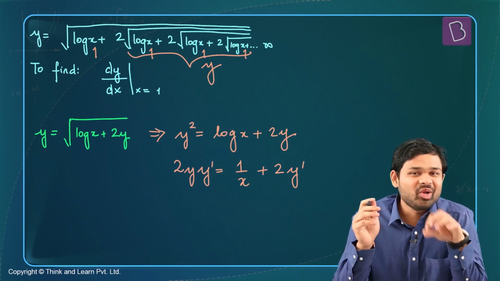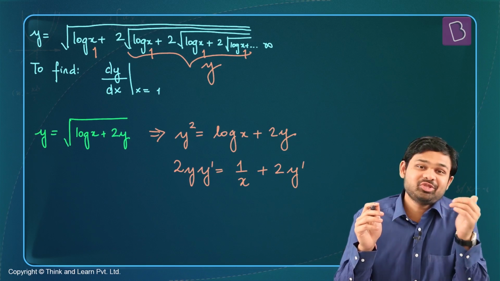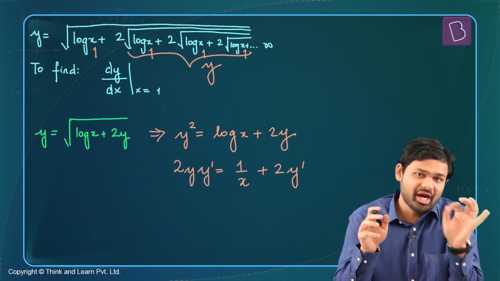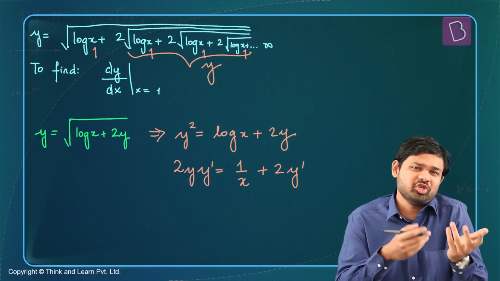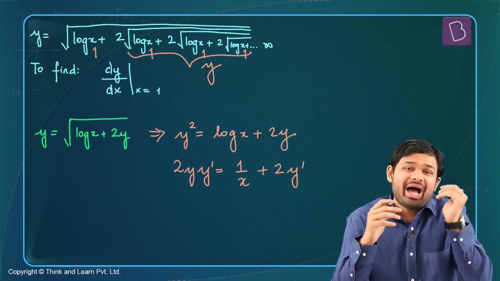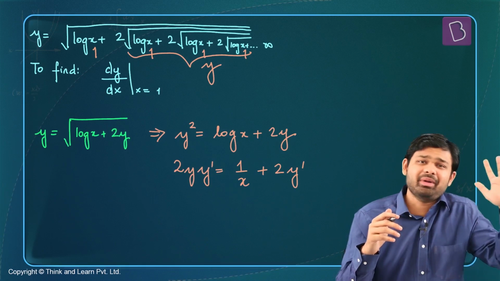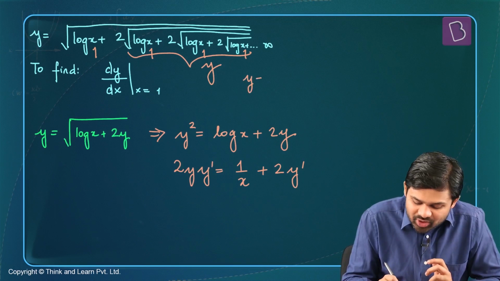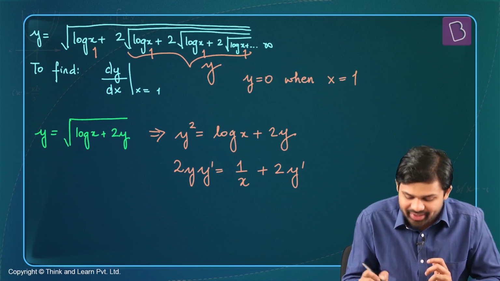What is log 1? Log 1 is 0. So y is 0 plus 2 times 0 plus 2 times 0 plus 2 times 0. Of course, I think I forgot to mention the under root. So there's an under root everywhere, but it really does not matter because you're taking square roots of 0. So you have y equal to under root of 0 plus 2 times under root of 0 plus and so on. So eventually you have the value of y to be equal to 0 when x equal to 1.